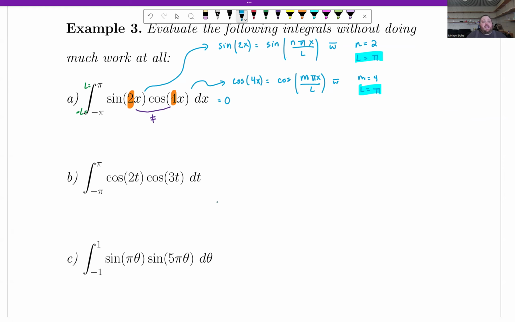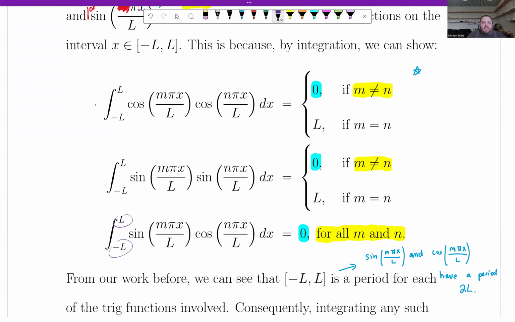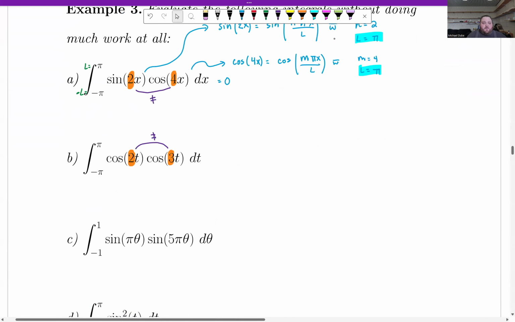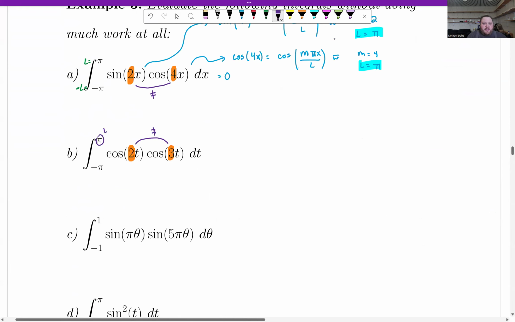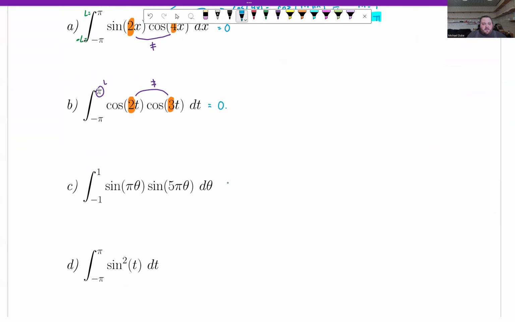Okay, now we have the case where cos 2t, cos 3t. So that means these two functions once again have different coefficients. Okay, these are not equal. And so we can use our first formula up here for cos. And because m and n are not equal, then we get an integral of 0 here. And once again, this is L, right? Okay, and so right here, this will be equal to 0. Okay, good.